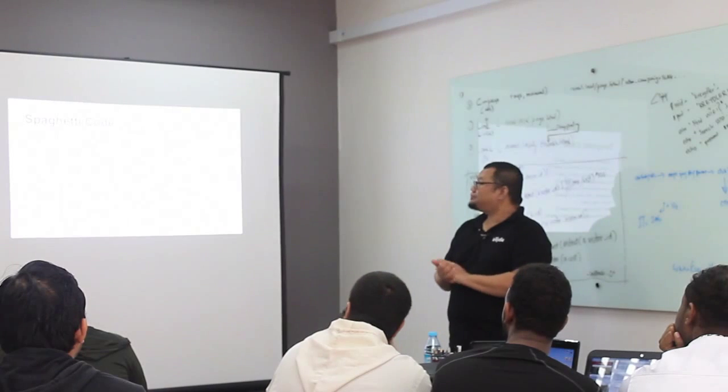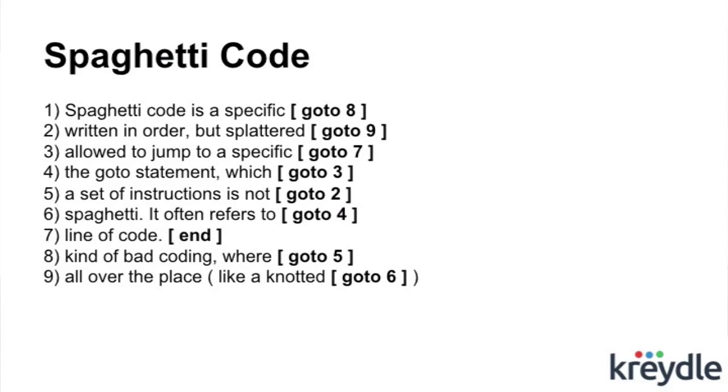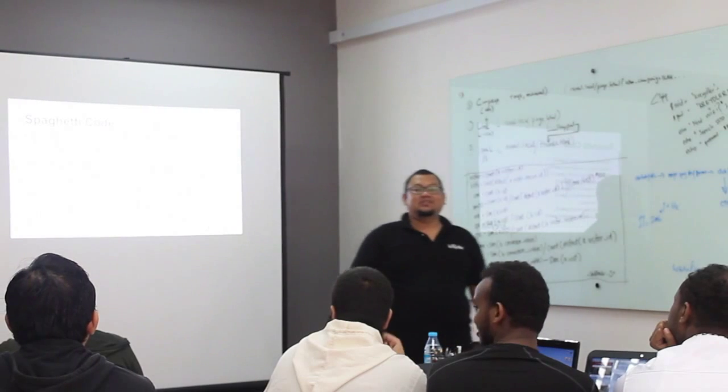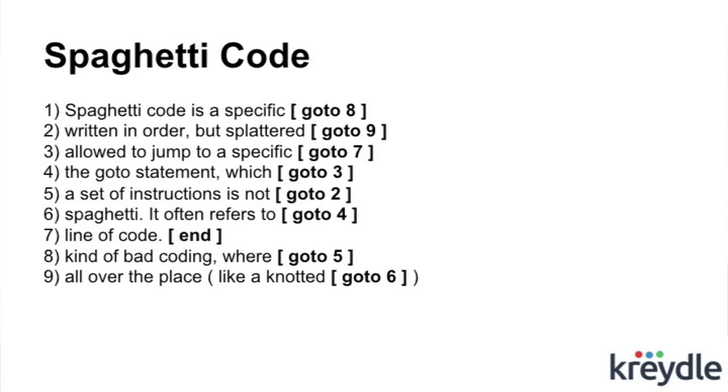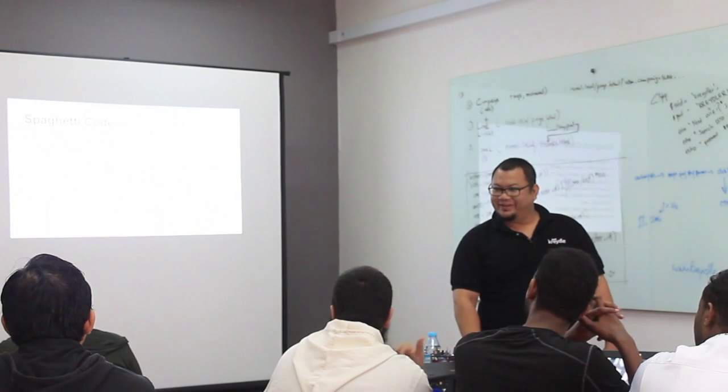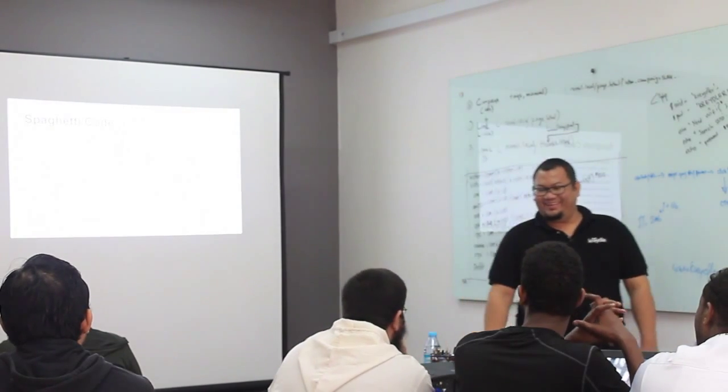So spaghetti code, what is this? You can read together. Spaghetti code is a specific kind of bad coding where a set of instructions is not written in order but splattered all over the place like a knot of spaghetti. It often uses the goto statement, which allows jumping to a specific line of code. This is spaghetti code in a simple manner. In real coding, you start with this, and inside your code you call this function, and inside this function you also call this function, and this function, and you are confused already. How do you debug spaghetti code? The same way as any other code. Just throw it away.